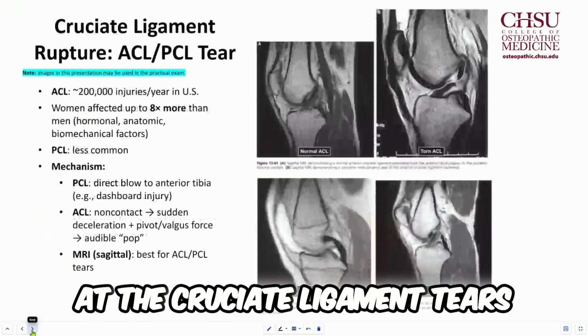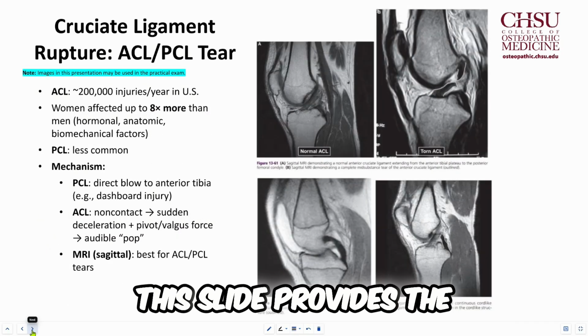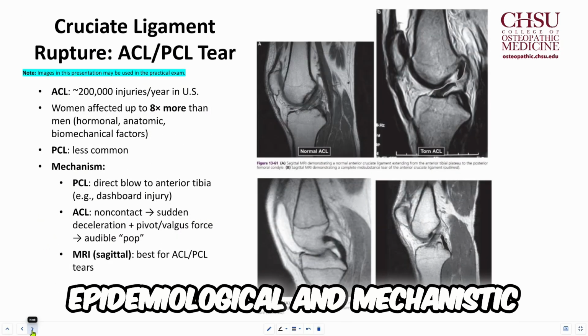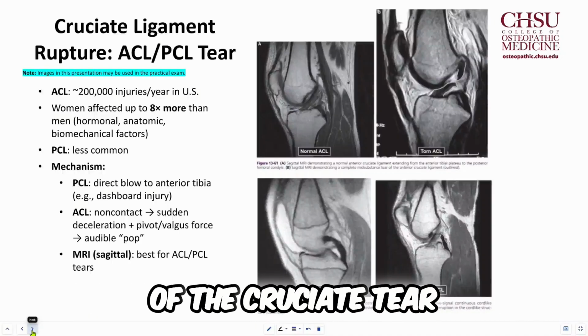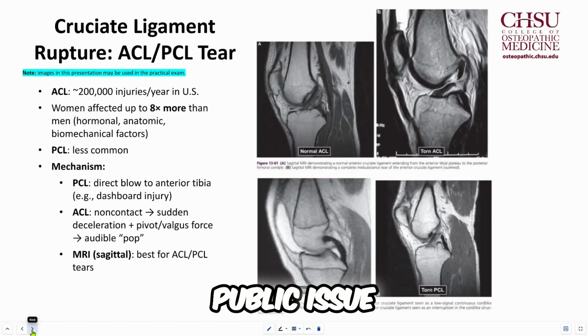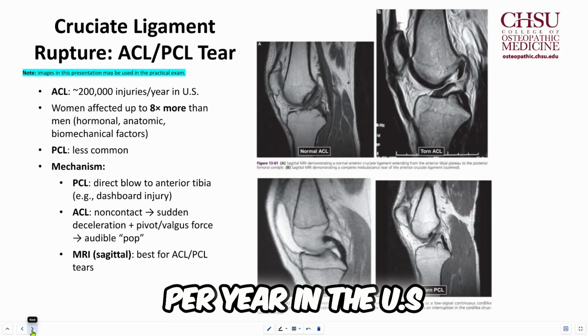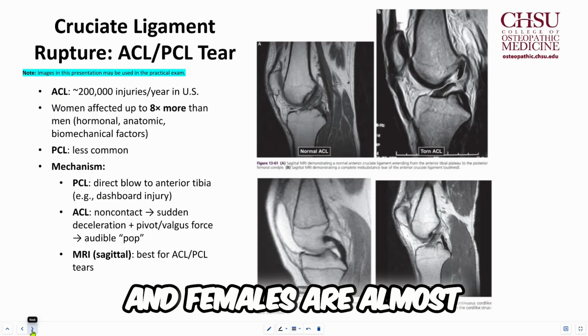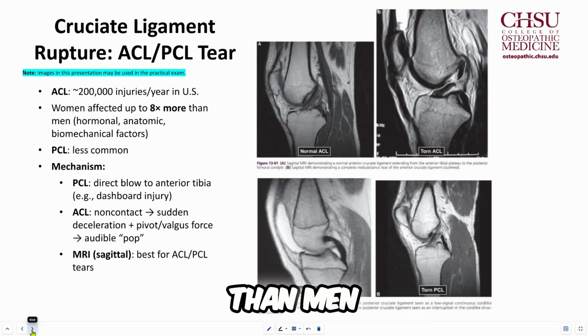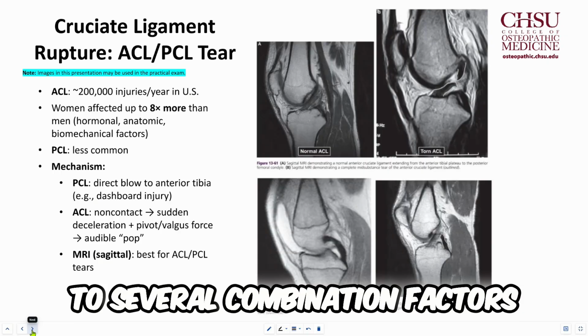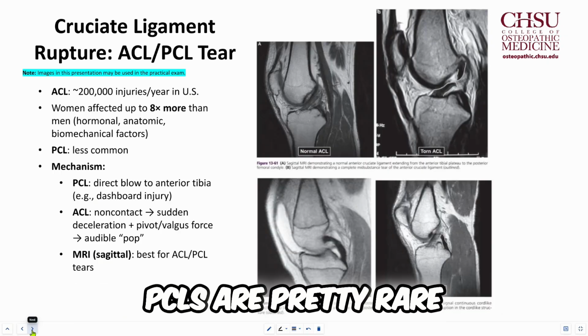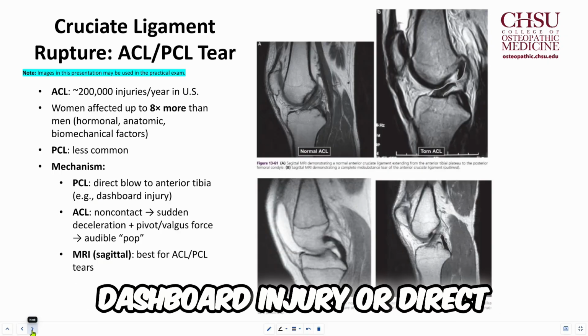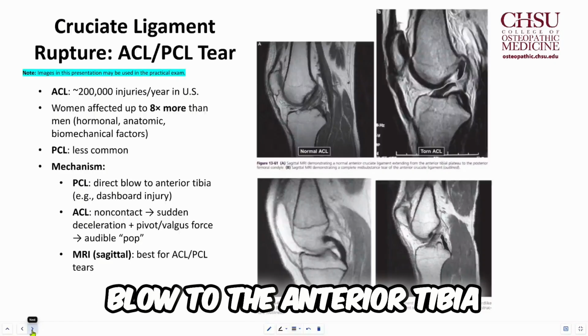Let's take a look at the cruciate ligament tears. So this slide provides the epidemiological and mechanistic details of the cruciate tear. ACL tears are a public health issue, about 200,000 per year in the US, and females are almost 8 times more affected than men. And this is due to several combined factors. PCLs are pretty rare, usually caused from a dashboard injury or direct blow to the anterior tibia.